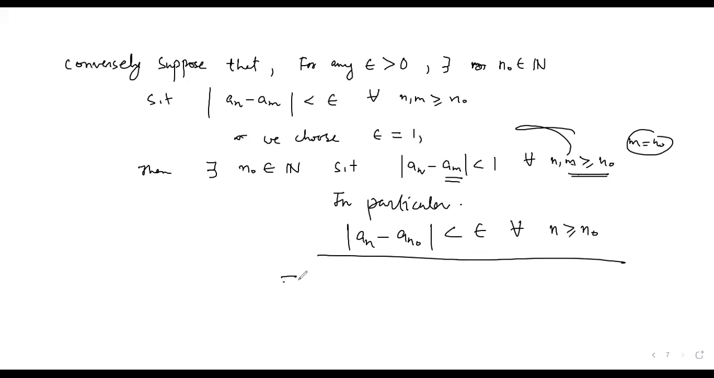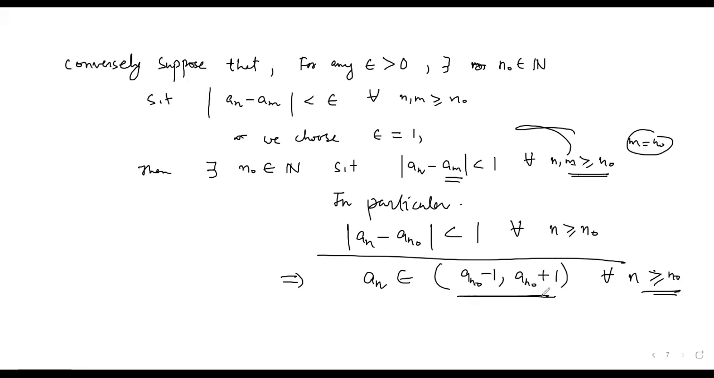So it implies that, as we have done before, a_n belongs to the open interval (a_{n naught} − 1, a_{n naught} + 1) for all n greater than or equal to n naught. Oh sorry, I had taken epsilon as 1, though it would not have made a difference. So the terms of the sequence after this stage must belong to this open interval. You can see where I am going: I want to show that it is bounded, so this proves that it is a bounded sequence.